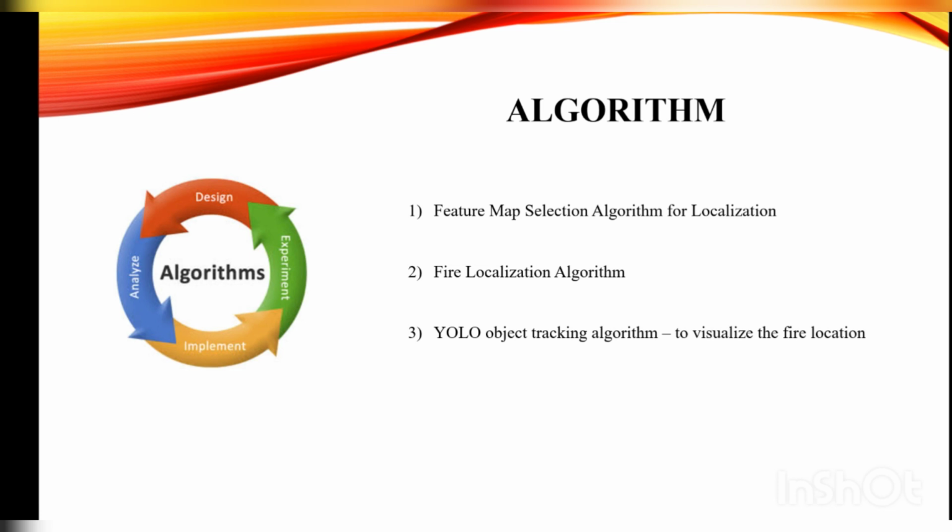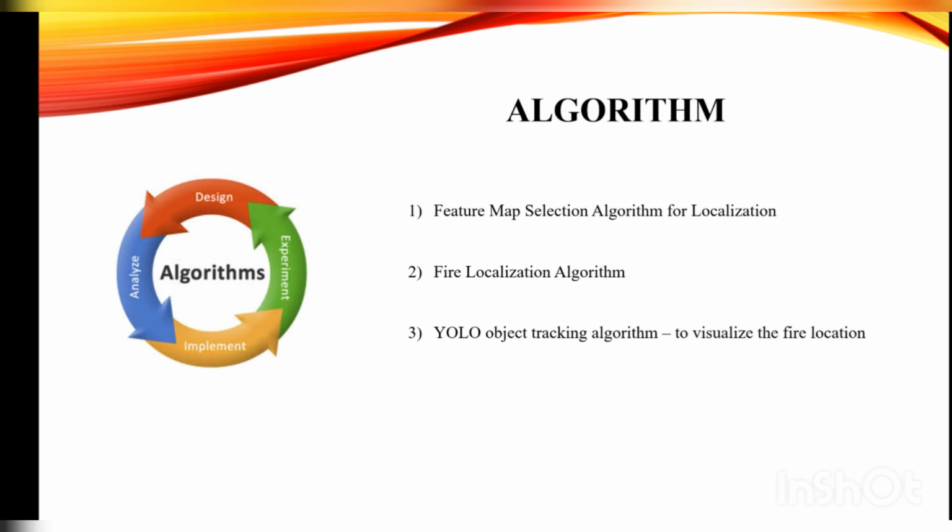At last, the third and most important point in our project is the YOLO object tracking algorithm. It is a type of algorithm to track real-time objects. Here, we are going to visualize the fire location using the YOLO object tracking algorithm. As I mentioned, the two different types of algorithm, the feature map selection algorithm and the fire localization algorithm, are important for our model. So these two are combined to give us the YOLO object tracking algorithm.